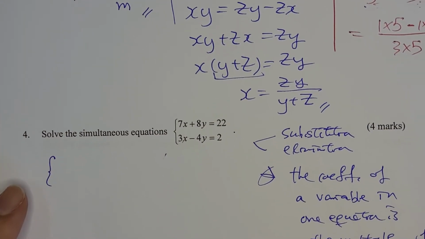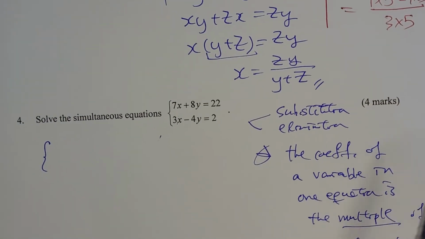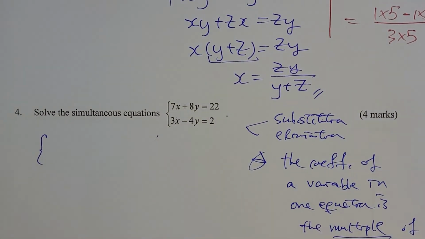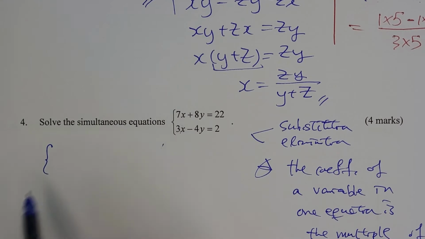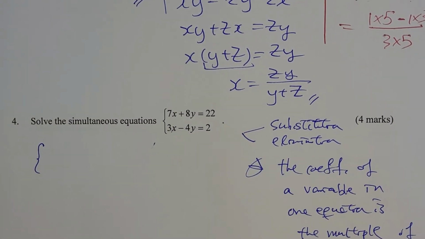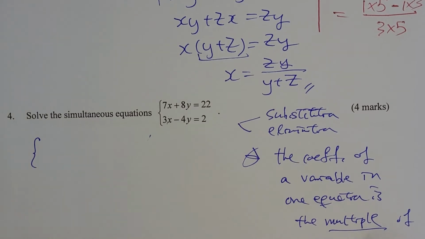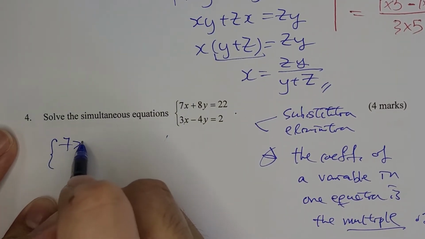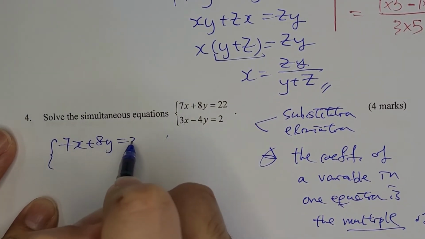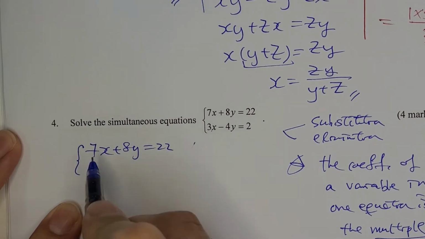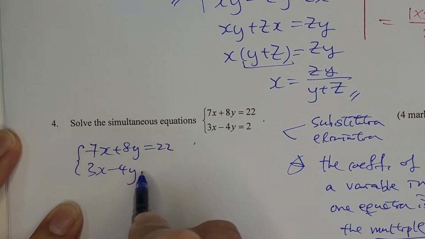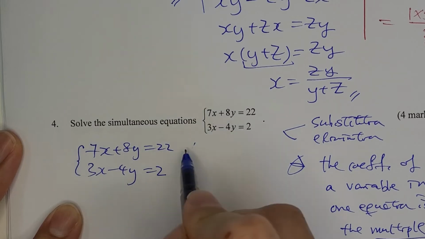So always choose the good method and then start your work. Do not just write down something without any planning, okay? You need to do some planning before you start your work, okay? So 7x plus 8y equals 22. 3x minus 4y equals 2.